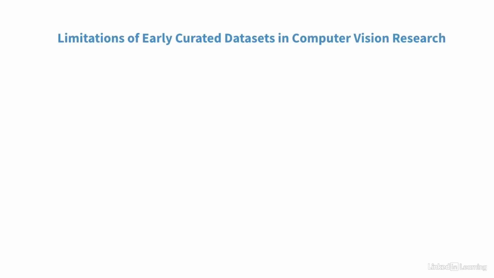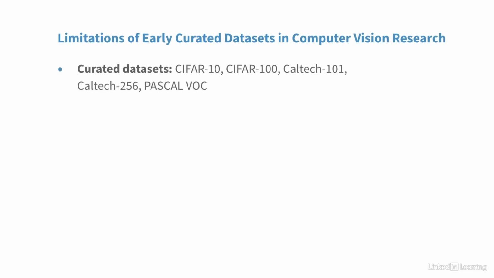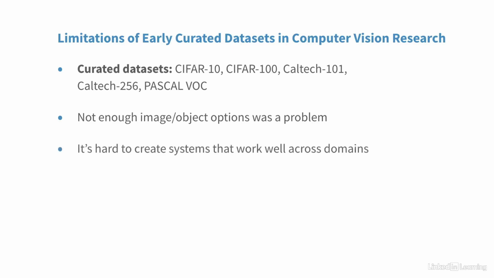There were a few curated datasets that researchers were working on, like CIFAR-10 and CIFAR-100, as well as Caltech 101, Caltech 256, and of course, Pascal VOC. But these datasets lacked diversity in terms of the types of images and object categories that were present, as well as the number of images that were present. This made it challenging to develop a general-purpose computer vision system that could work across a variety of domains.